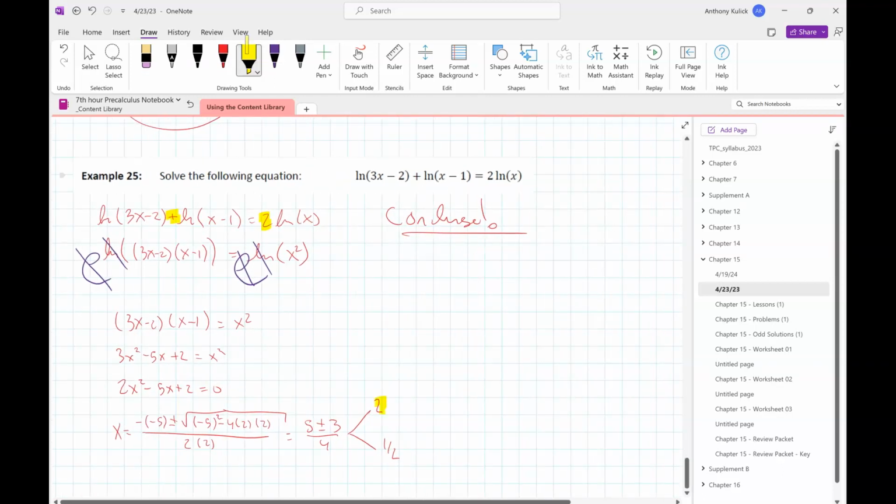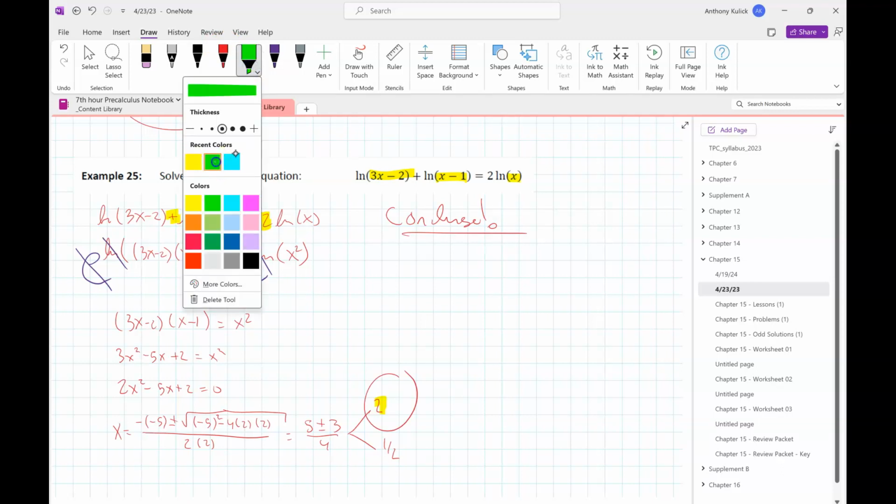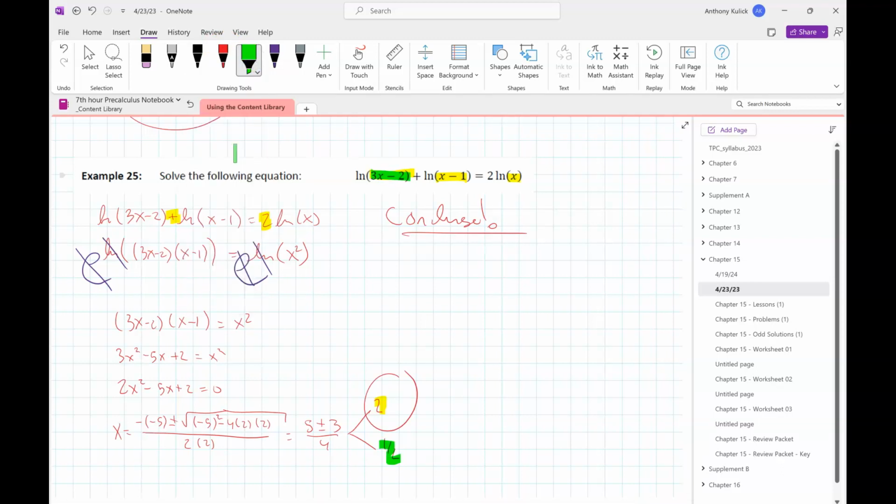Gotta check. So if I go back to the top, 3 times 2 minus 2, that's positive. 2 minus 1, that's positive. 2, that's positive. That's an answer. Got to check my next one. 3 times 1/2 minus 2 is negative. Stopping. Crossing it out. That's extraneous. As soon as I get any negative by plugging in my answer to the original problem, I stop. I am done. 1 negative is enough, or 0. 0 is bad too. Everybody good?